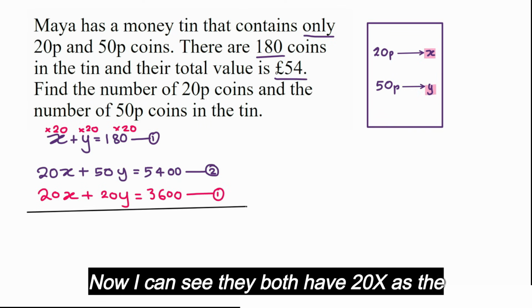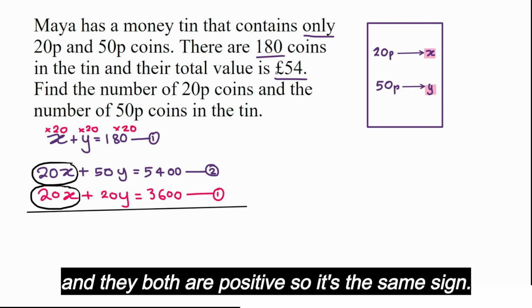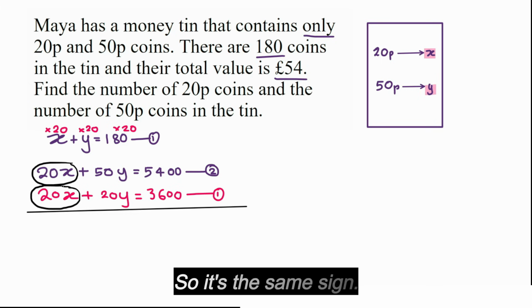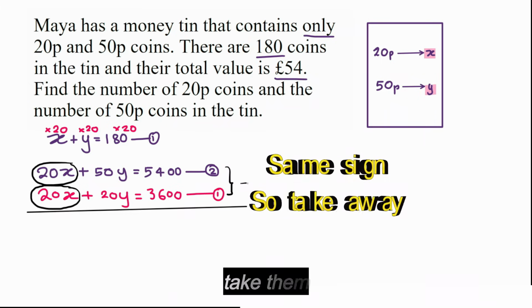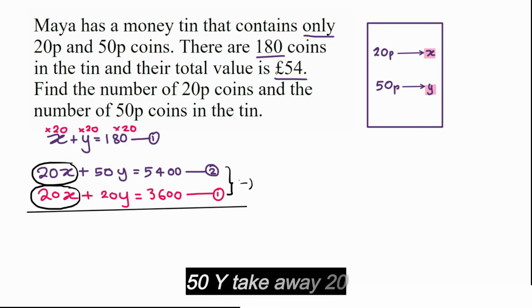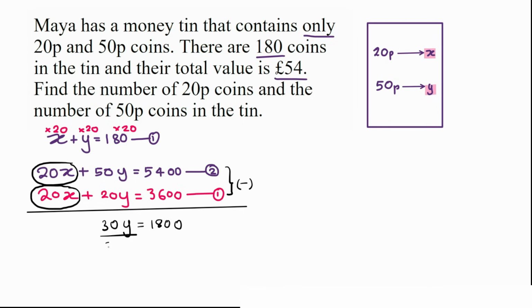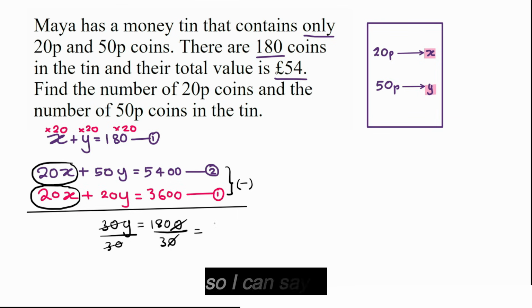Now I can see they both have 20x as the same term and they both are positive, so it's the same sign. So when it's the same sign, obviously you take them away. So 20x take away 20x is nothing. 50y take away 20y gives me 30y. 5400 take away 3600 gives me 1800. Divide both sides by 30, cross them out. So I can see y is 60.